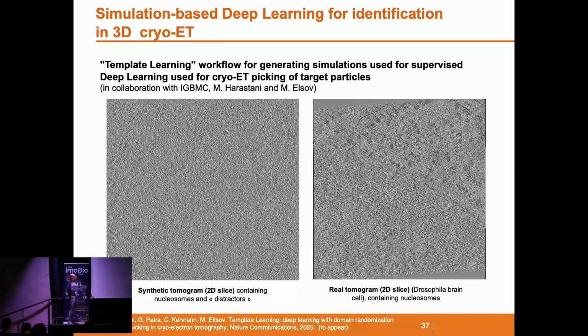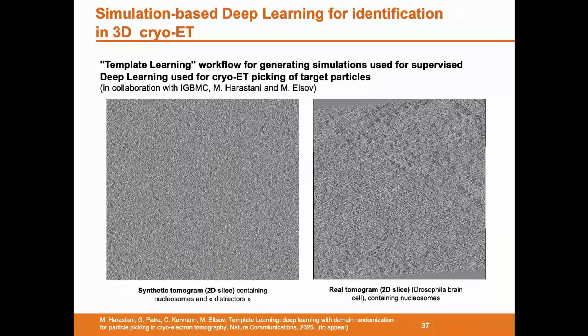Here you have an illustration of this simulation compared to the real image. And we train our model to detect in that case. What is the advantage of simulation?